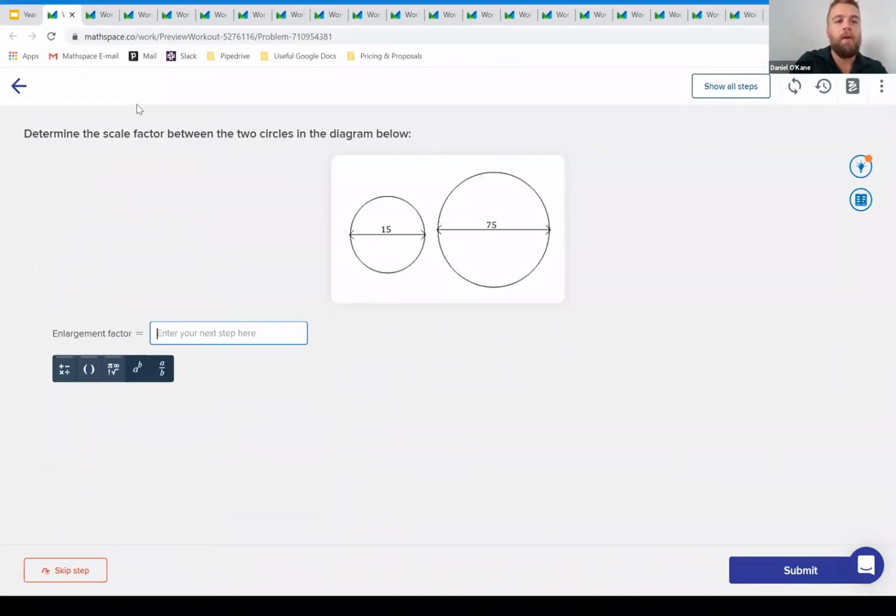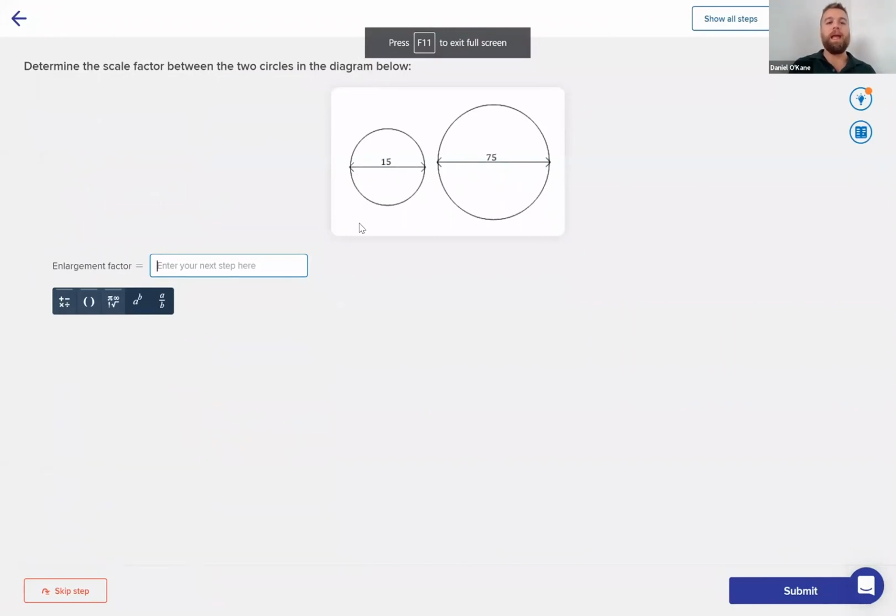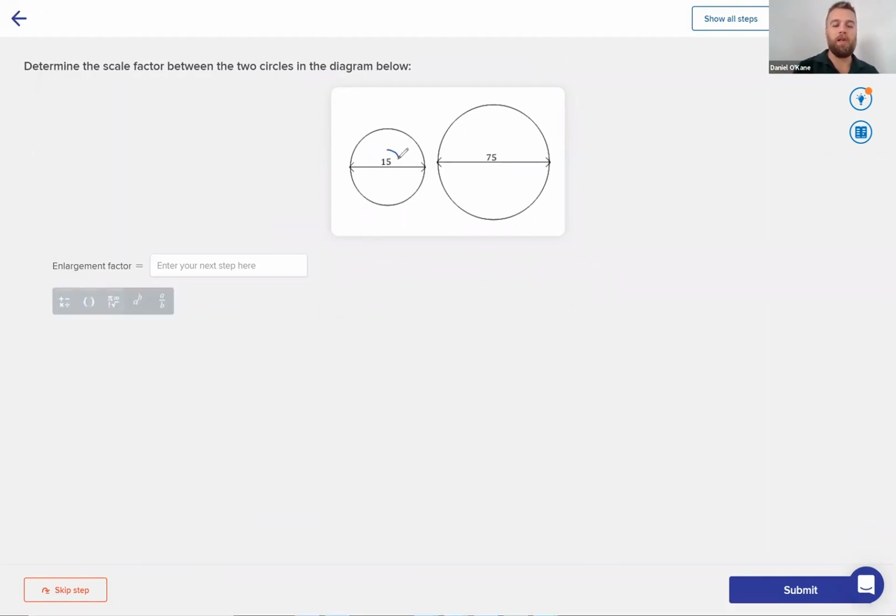Okay, so now determine the scale factor between these two circles in the diagram below. Okay, so we know now from the last question that all circles are similar. Okay, so if they're all similar, then how do I create a scale factor to go from a diameter of 15 to a diameter of 75? Okay, does anyone know what number I would then multiply? So you don't have to look at the radius of the circle, okay? You can look at the diameter of the circle, okay? And have that as the one dimension in the circle.